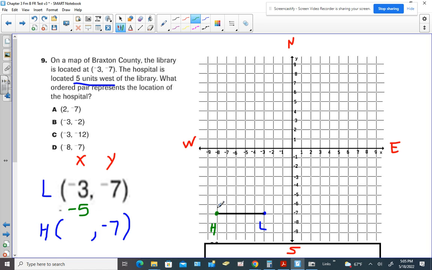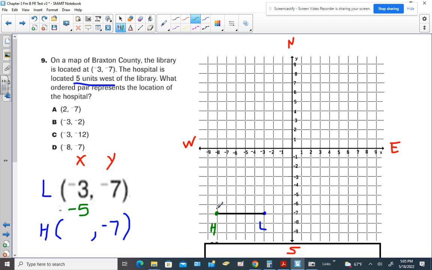Now, what's the ordered pair? Well, let's look. From the origin, we would have to go left 8, so the x would be a -8, and we're still at the -7, so the y would be a -7. Which answer choice matches that?